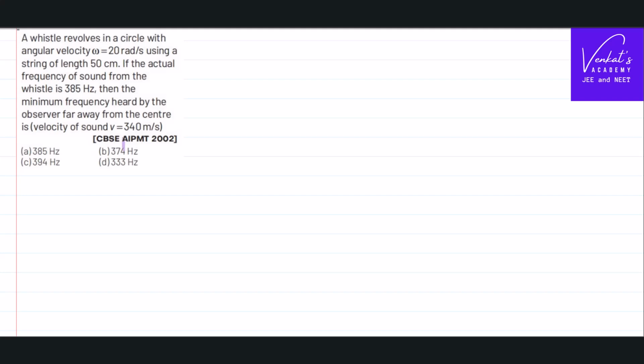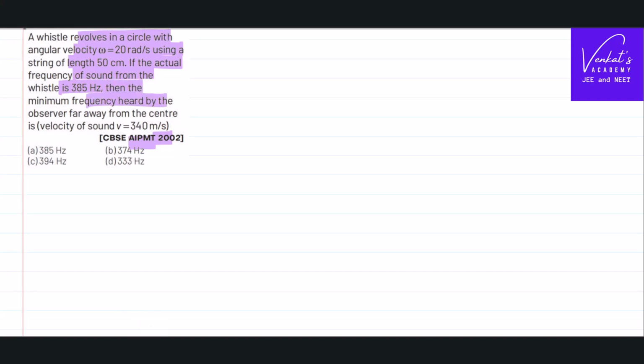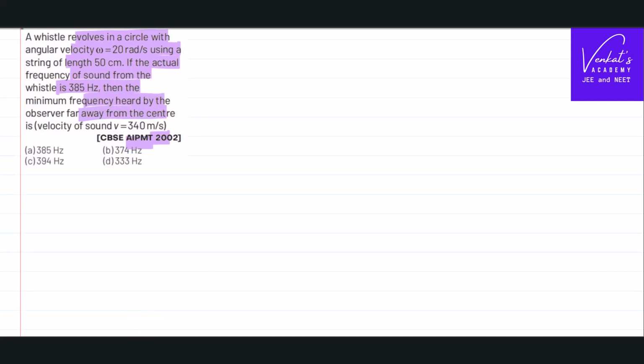This is an AIPMT question on Doppler effect from waves. The question says, a vessel revolves in a circle with angular velocity using a string of length 50 centimeters. The actual frequency from the vessel is 385. The minimum frequency heard by the observer away from the center is, right? So let us try to visualize and understand what he has given for you.